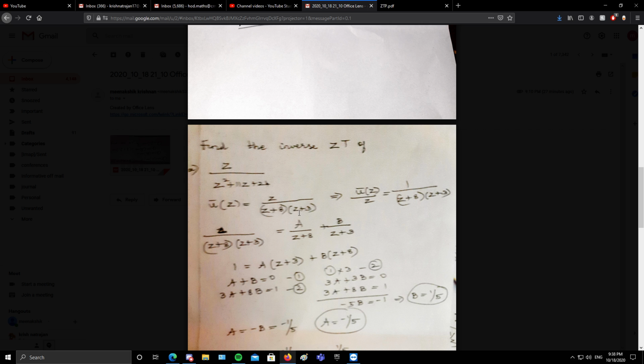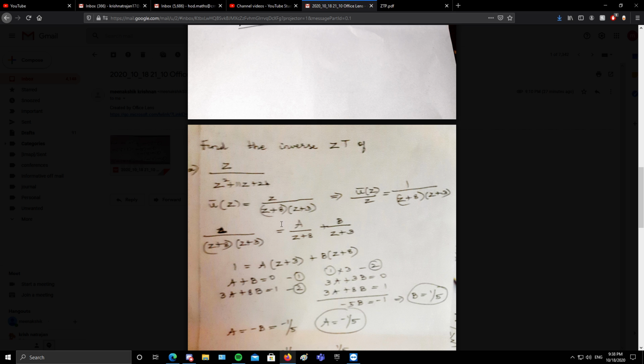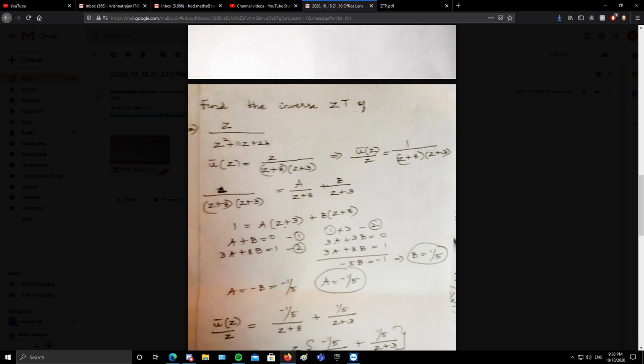Whenever you have partial fractions type, take z to the left side. Remember, whenever you have z in the numerator, take z to the left side. So u bar of z by z is 1 by z plus 8 into z plus 3. So resolve into partial fractions. 1 equals a into z plus 3 plus b into z plus 8.